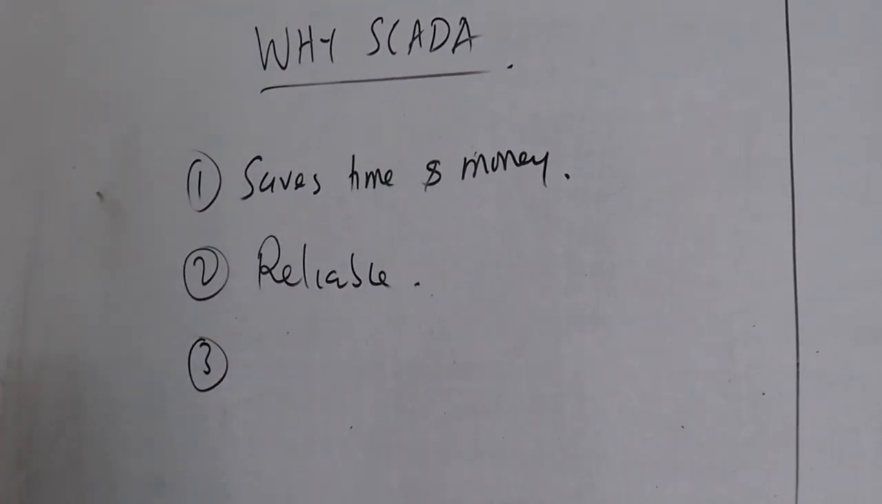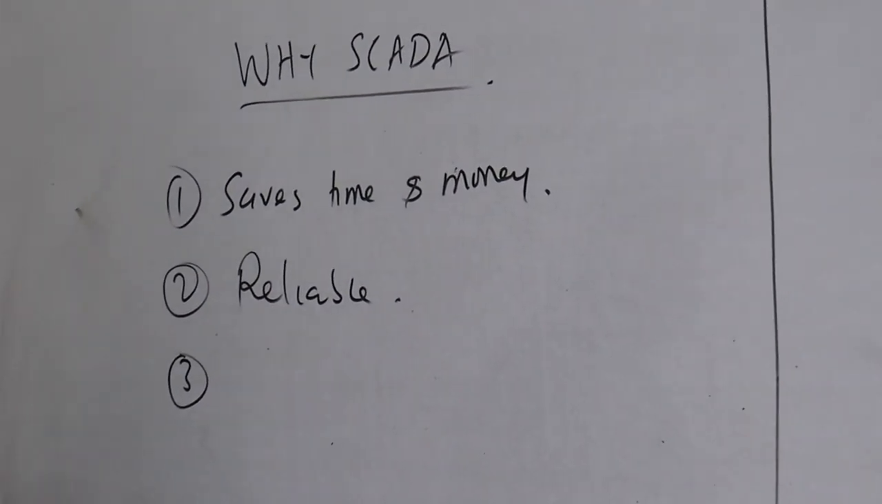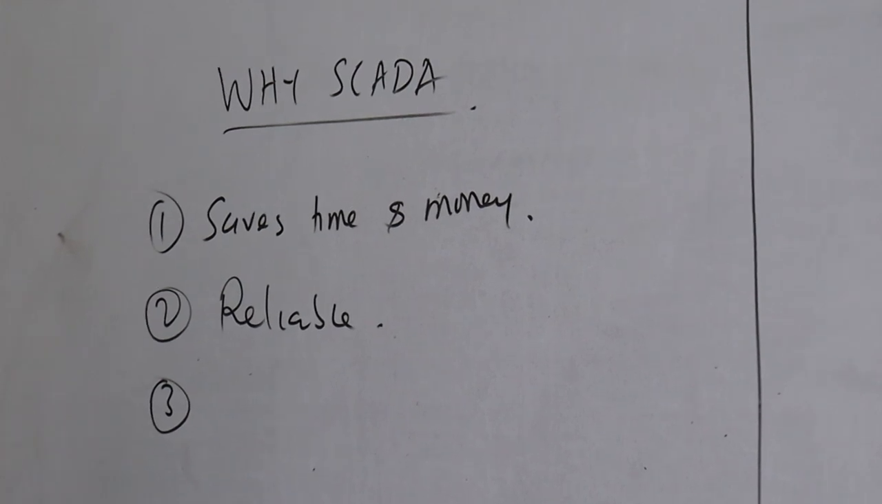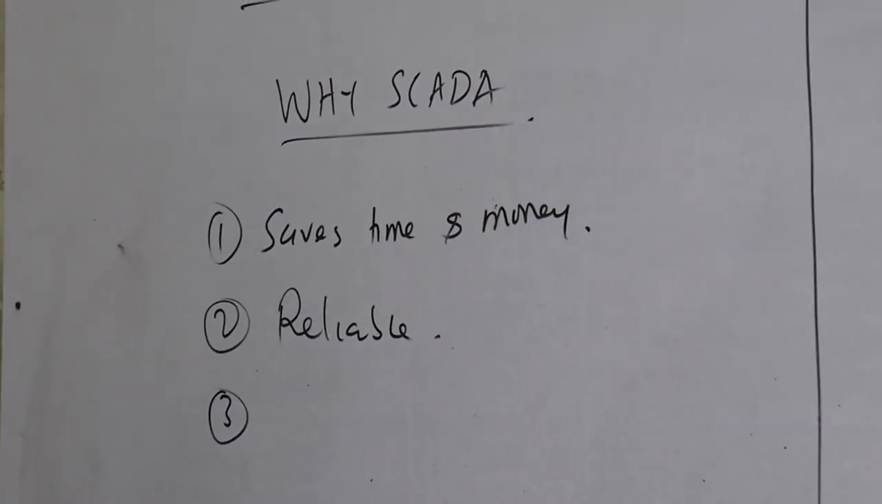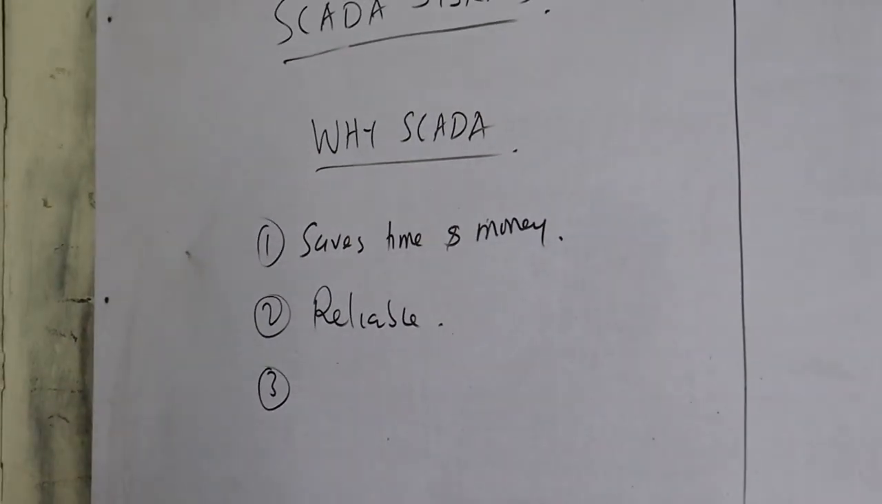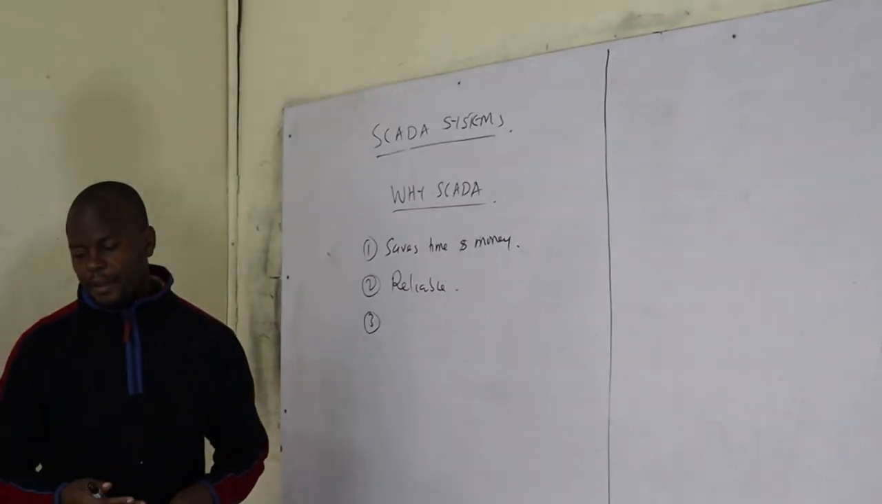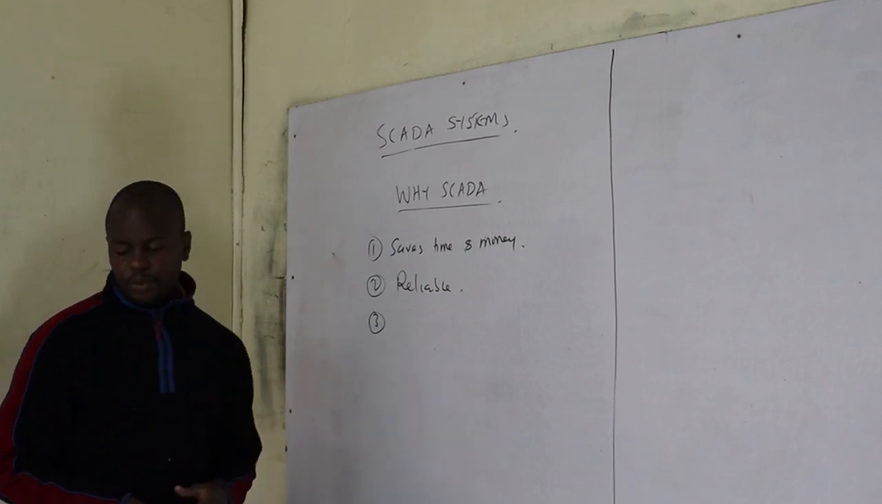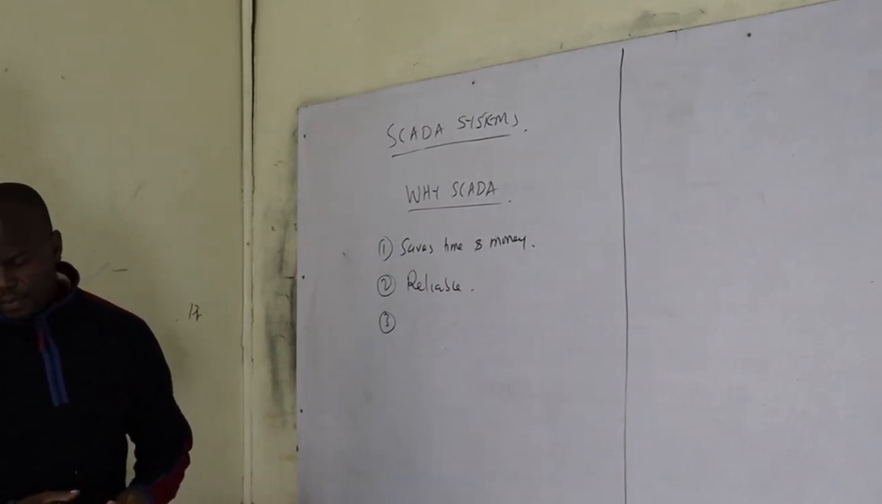The third reason why we can use SCADA is because of the supervisory control, which supervises the control of a particular system. In that case, it can supervise, and you can also have a closed loop system whereby it carries out the control by itself.